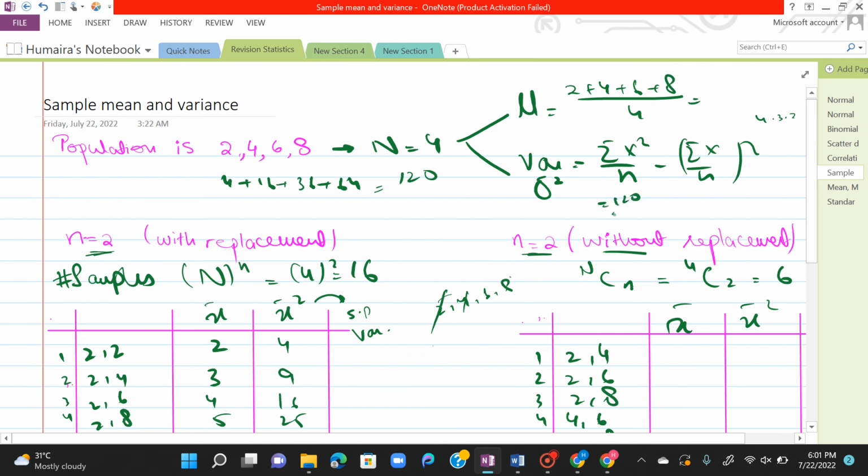So 120 you have to put over here: 120 upon 4 minus the mean. So let's find the mean: 2 plus 4 plus 6 plus 8 is 20, and 20 upon 4 is 5. So this is 5 square. So it's 120 divided by 4 minus 25, which is 30 minus 25, so the variance is 5, and the standard deviation is definitely the square root of 5. Okay, so I need to prove this result.